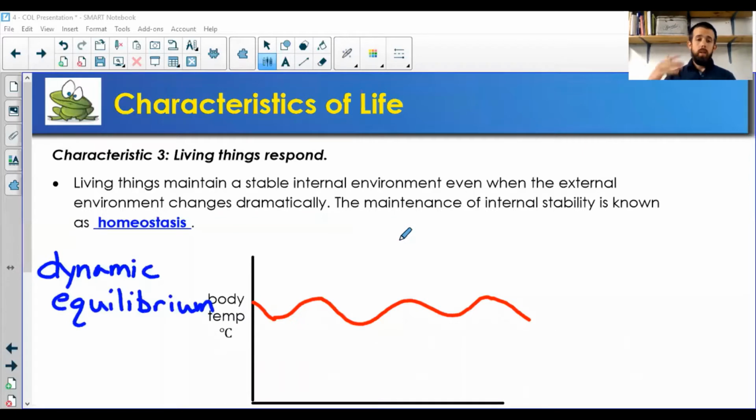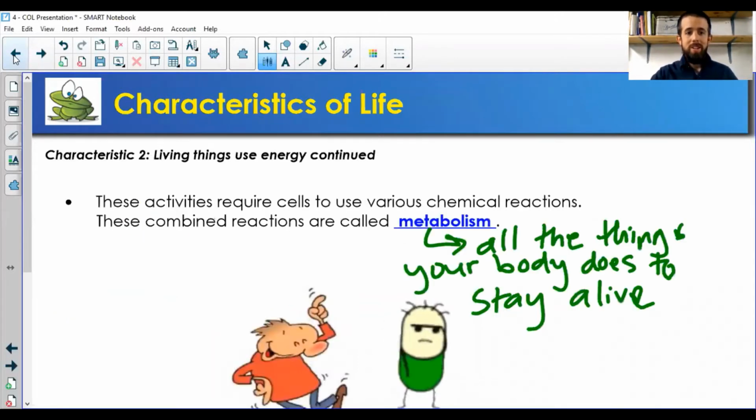We're going to get started continuing with talking about the characteristics of life. We left off talking about the first two characteristics. All living things are made of cells, and living things need energy. They need energy to be able to complete chemical reactions, and the word we use for all the chemical reactions in an organism is metabolism. It's everything your body does to stay alive, whether it's your brain thinking or your heart pumping, and it needs energy. So living things are made of cells, and living things require energy.